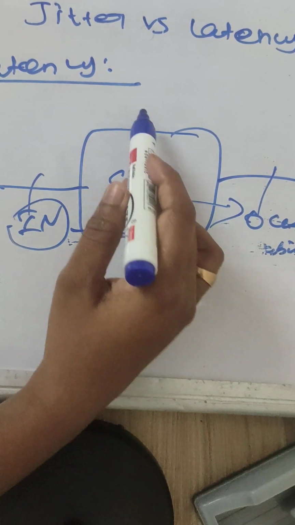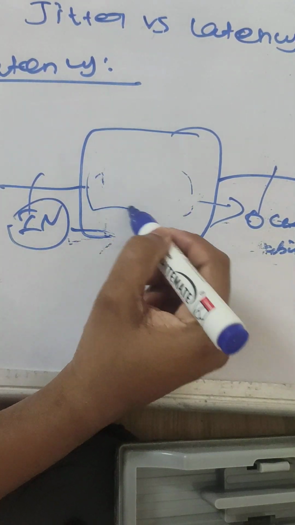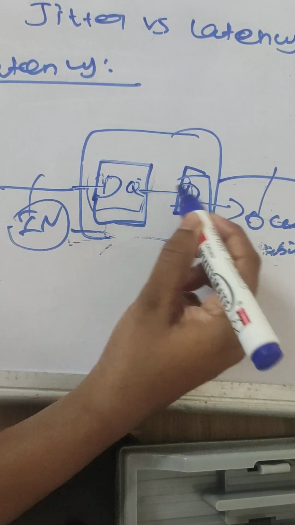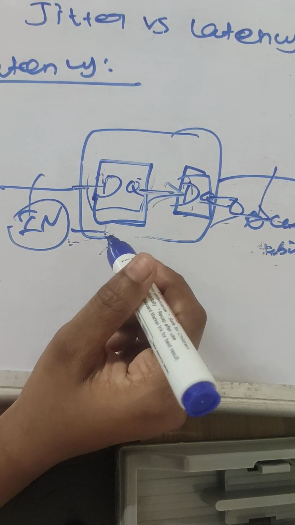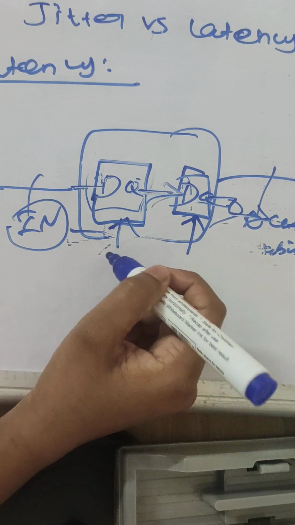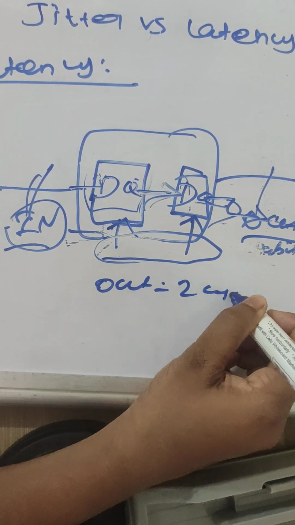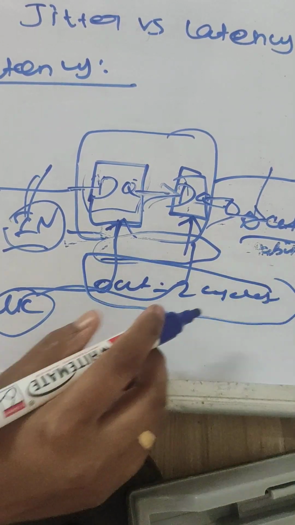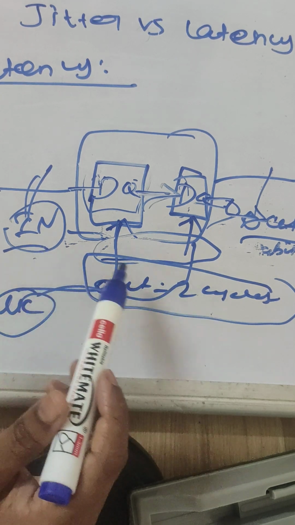Consider this particular system. Instead of a system we have only two delay elements, two D flip-flops. This is one D, this is one D, and this is your Q. Here we are not caring about any frequency. Between input and output it will take only 2 cycles of the clock we are giving. The clock can be anything. The output will be a delayed version of the input after 2 cycles.